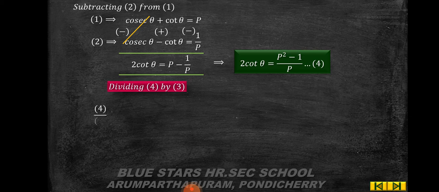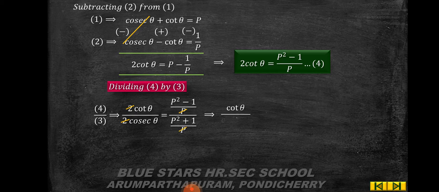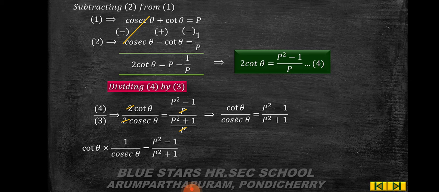So dividing equation 4 by equation 3, we get 2 cot theta divided by 2 cosecant theta is equal to P square minus 1 by P, the whole thing divided by P square plus 1 by P. So in the denominator P gets cancelled, and in your left hand side 2 gets cancelled, which implies cot theta divided by cosecant theta is equal to P square minus 1 by P square plus 1. Cot theta into 1 by cosecant theta is equal to P square minus 1 by P square plus 1.